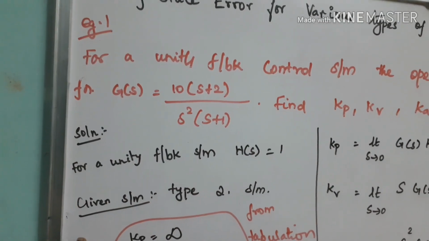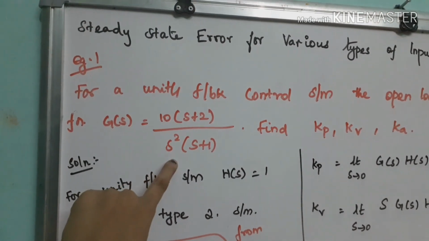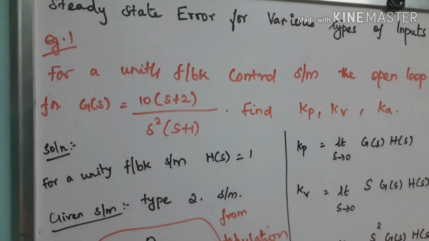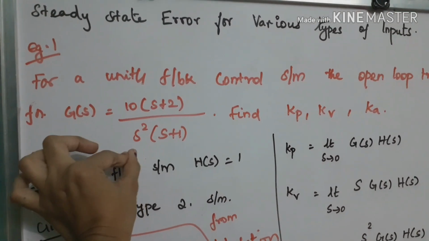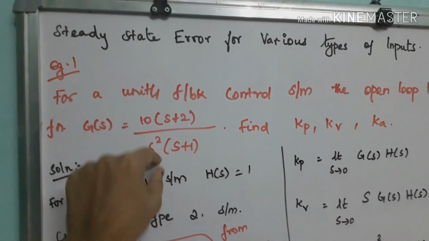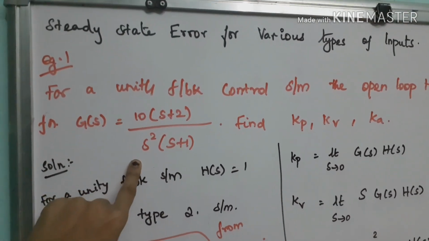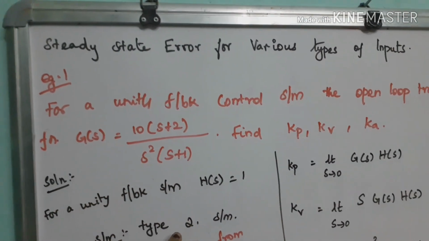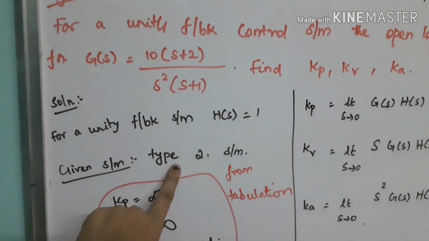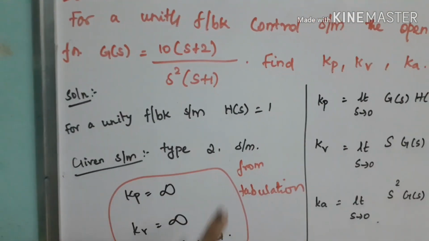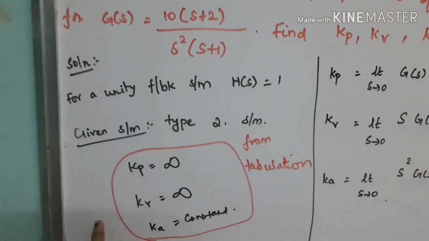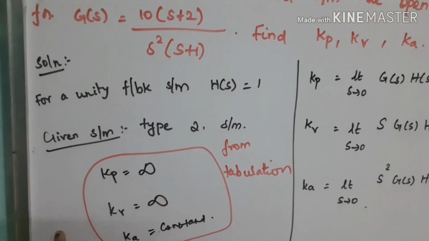Then, what is the type of the given system? What is meant by type? The number of poles at the origin. See here, the number of poles is s power 2, so there are 2 poles at the origin. So the type of the system is type 2 system. For that tabulation, refer to our previous video.